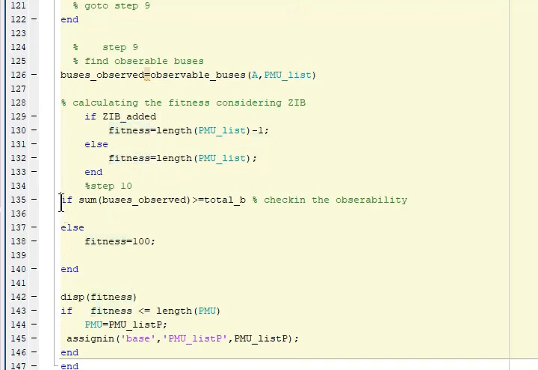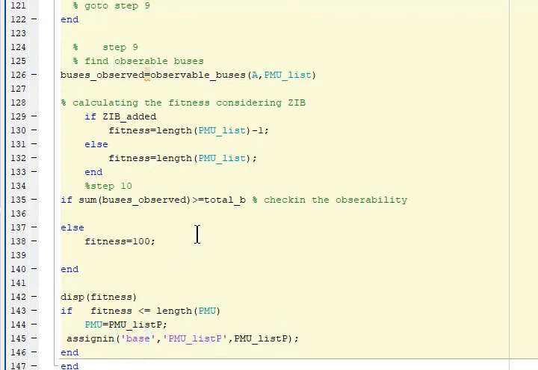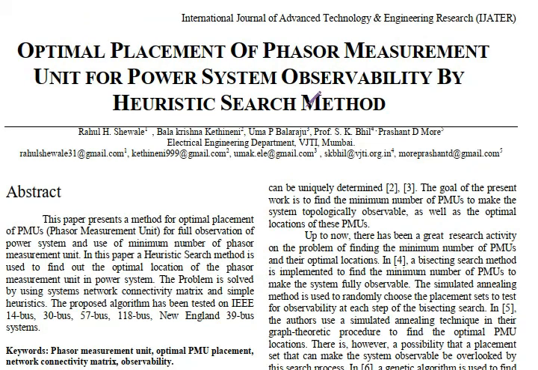Here we are checking if the summation of the buses observed is equal to or greater than the total buses, ensuring that all the buses are observable, then it's okay. Otherwise, put a penalty factor of 100 on the objective function, and the PMU list is just inserted into the base MATLAB workspace, nothing else. So that's the algorithm for finding the optimal buses in a power system.